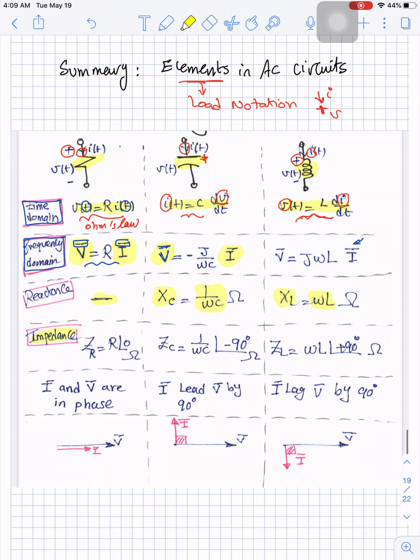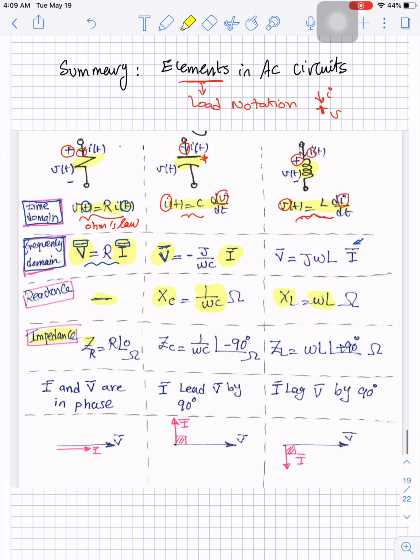The impedance is the ohmic resistance taking into consideration the time shift, the time relationship. So the impedance has the time information, and this is the difference between reactance and impedance. The reactance is the ohmic resistance, the relation between the magnitudes, with no time information. But for the impedance, it's the relation between V and I taking into consideration the time shift, or the angle shift, between them.